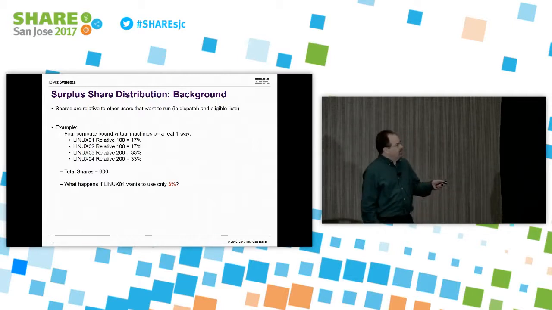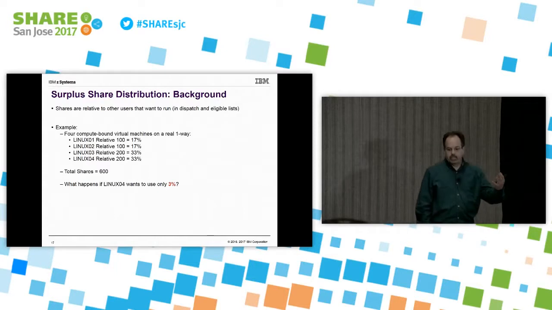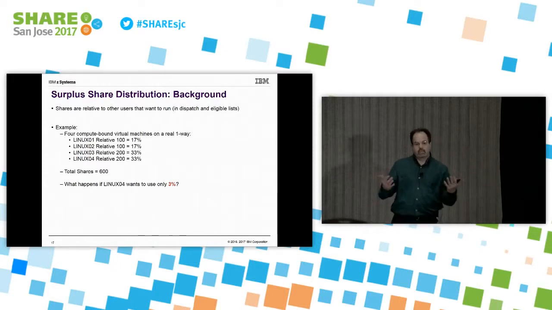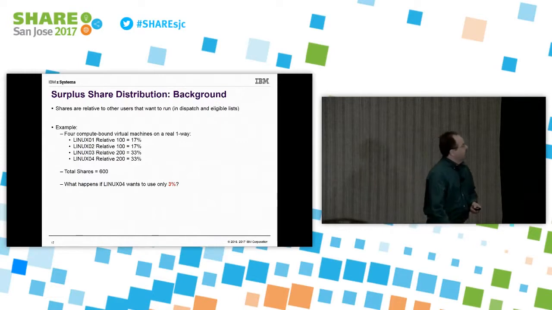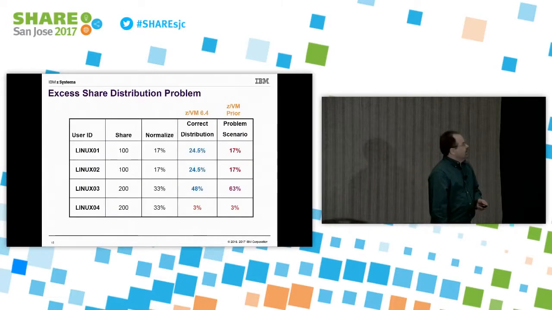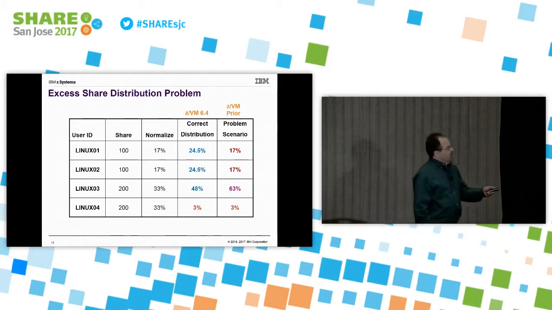But what happens if one of these guests, let's say Linux 4, really only needs or wants to use 3% of the processor power? So now we have 30% to do something with. Somebody else could use it if they need it, right? So these 2 columns, this is the original definition: the shares and the original normalized percentages. So let's go over here to the right.